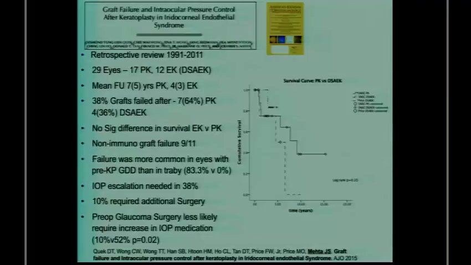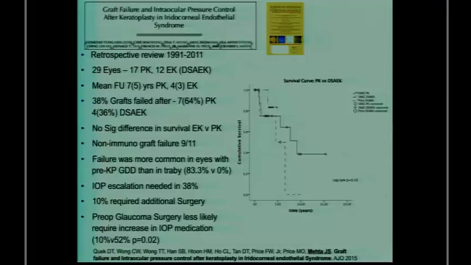In total, 38% of the grafts failed by the follow-up time: 64% in the PK group, 36% in the DSEK group. There was no significant difference in graft survival between the EK and the PK. So, of course, EK surgery should be attempted in these kind of patients. If you look at the failure cases, 9 out of 11 were due to late failure, only 2 from immunological rejection. Failure was more common in eyes that had pre-PK glaucoma drainage devices, as Dr. Price mentioned yesterday.